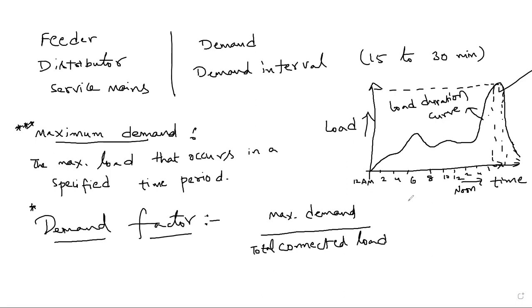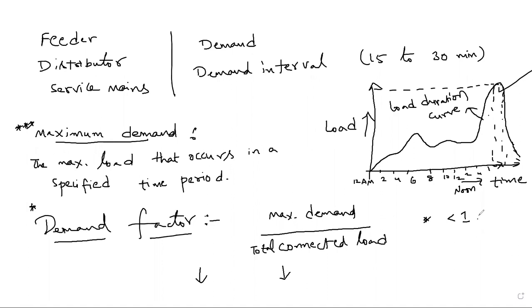If the demand factor is very much lesser, what should happen? It indicates that the system capacity we require to serve the connected load is lesser. If the demand factor is a lower value, say 30%, 40%, 20%, or 10%, the important point to remember is that demand factor is always less than 1.